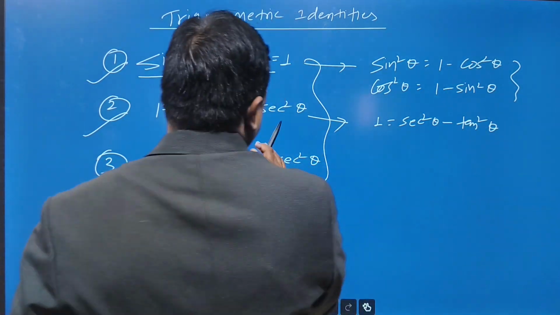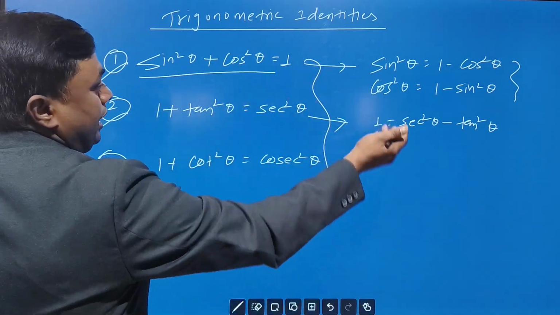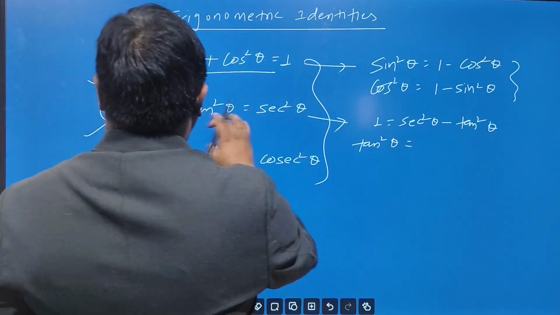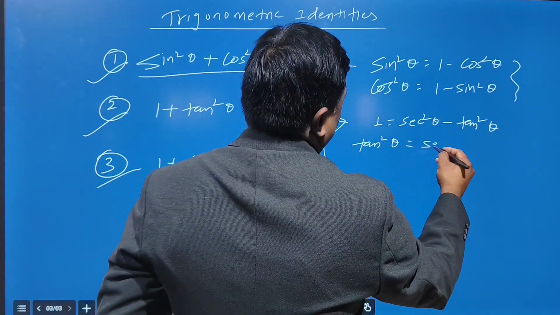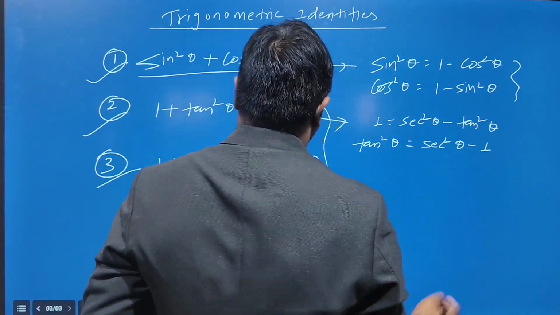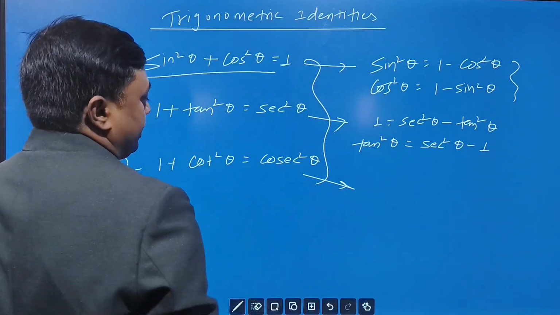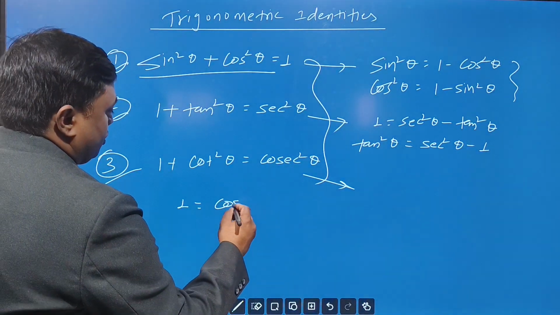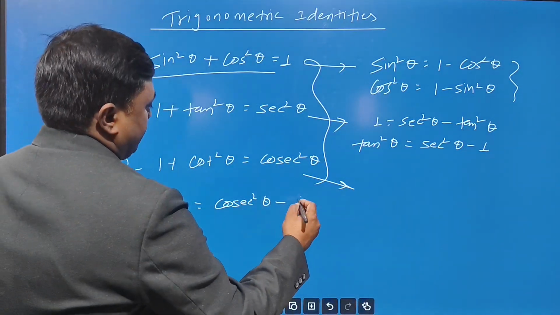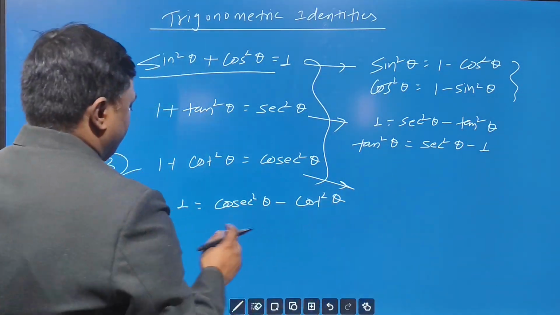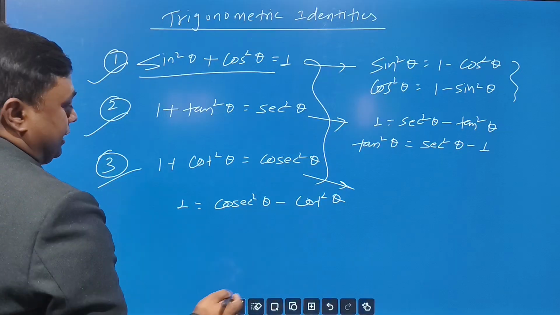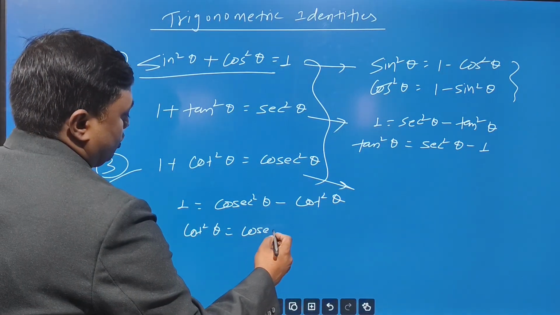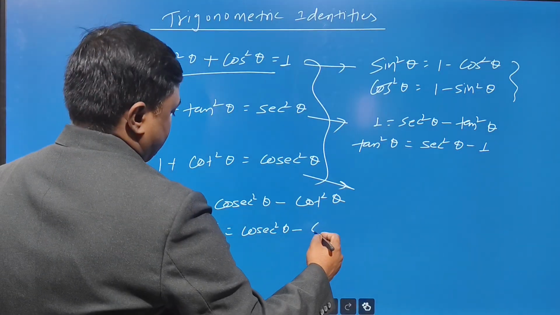If you move tan square to the right hand side, similarly you can write tan square theta is equal to secant square theta minus 1. Similarly from this also we can derive 2. What can we write? 1 is equal to cosecant square theta minus cot square theta. Or if you move 1 to the right hand side, what can we write? Cot square theta is equal to cosecant square theta minus 1.